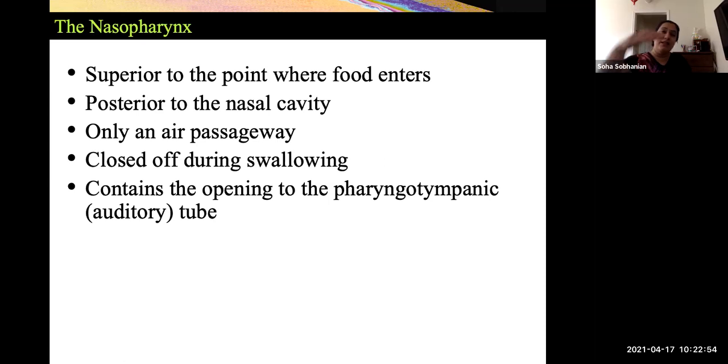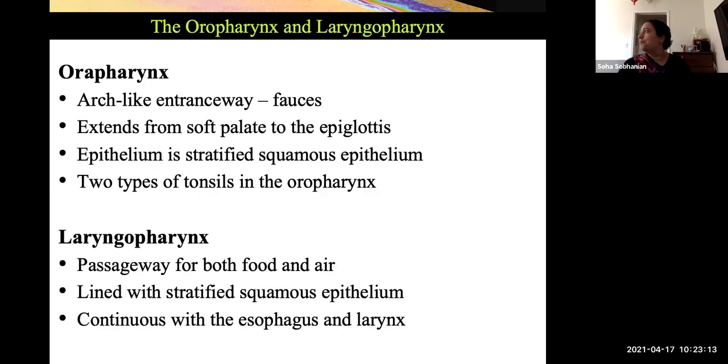In adults, the curvature of the pharyngeotympanic tube is more pronounced, whereas for kids it's more flat. So if you have a sore throat or an infection in the throat, it can actually travel into the ear and cause an ear infection as well. Something to keep in mind.